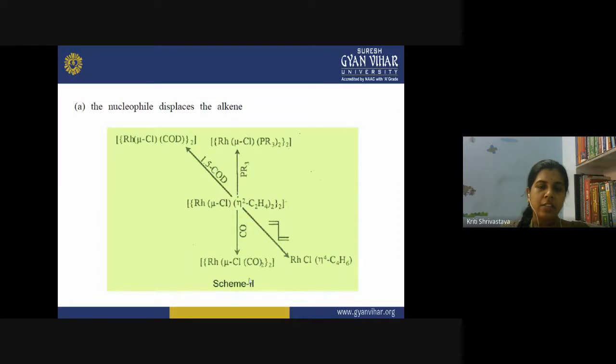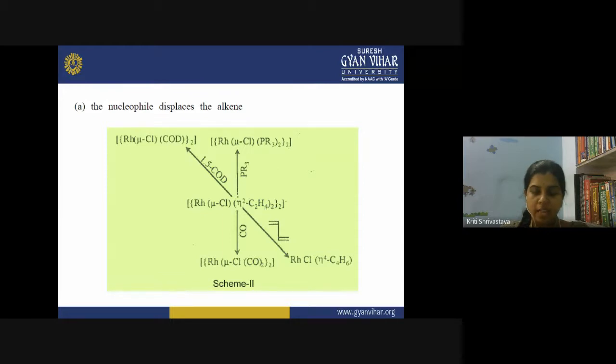In these reactions, in scheme 2, you can also observe a similar reaction for the rhodium complex. And here you can see the complex. We have a bridging chloride ligand. This chloride is bridging between the two rhodium atoms, and we have two alkenes on each of the metal atoms. So we have two such rhodium metal atoms, and they have two bridging chlorines, and on each of the rhodium you have two alkene molecules attached.